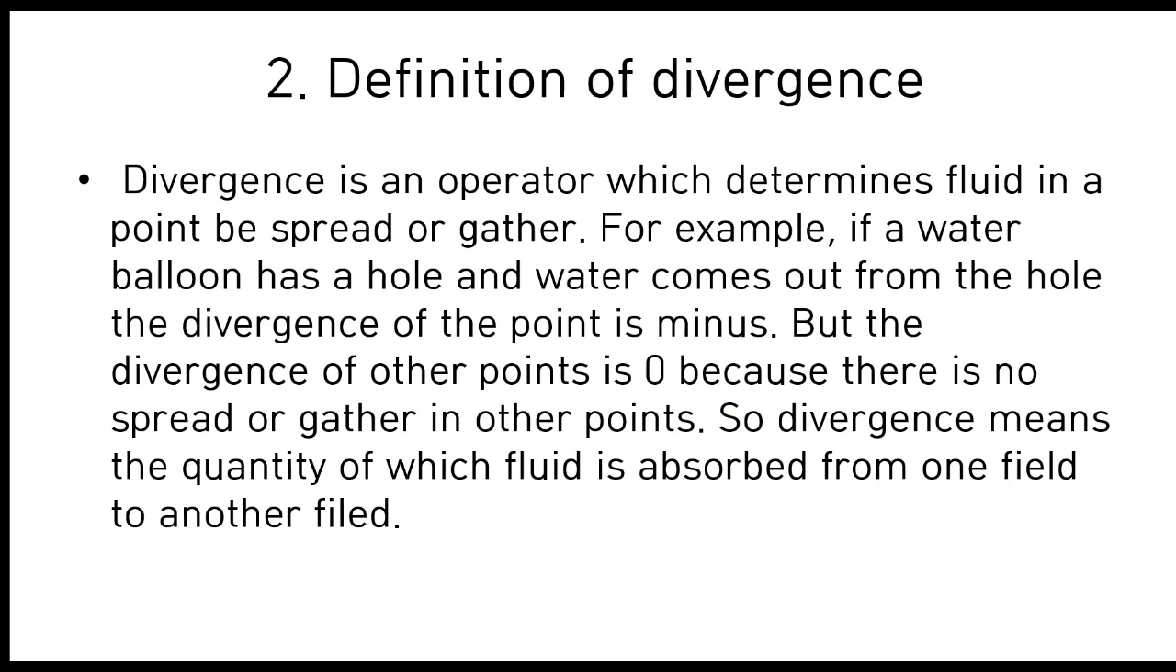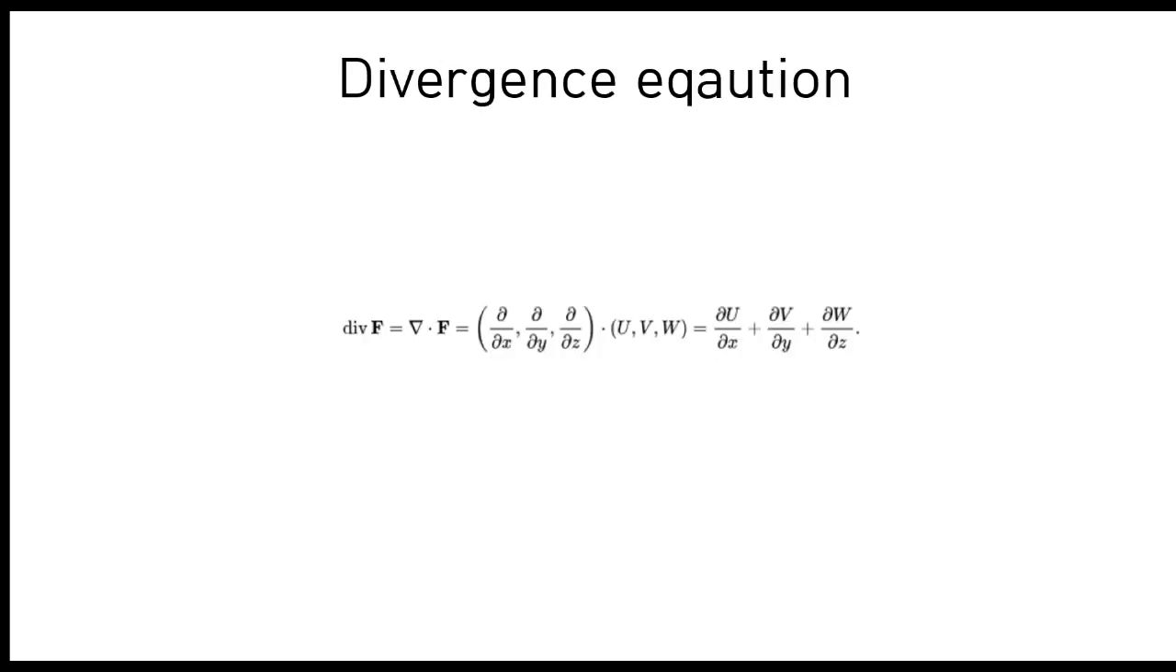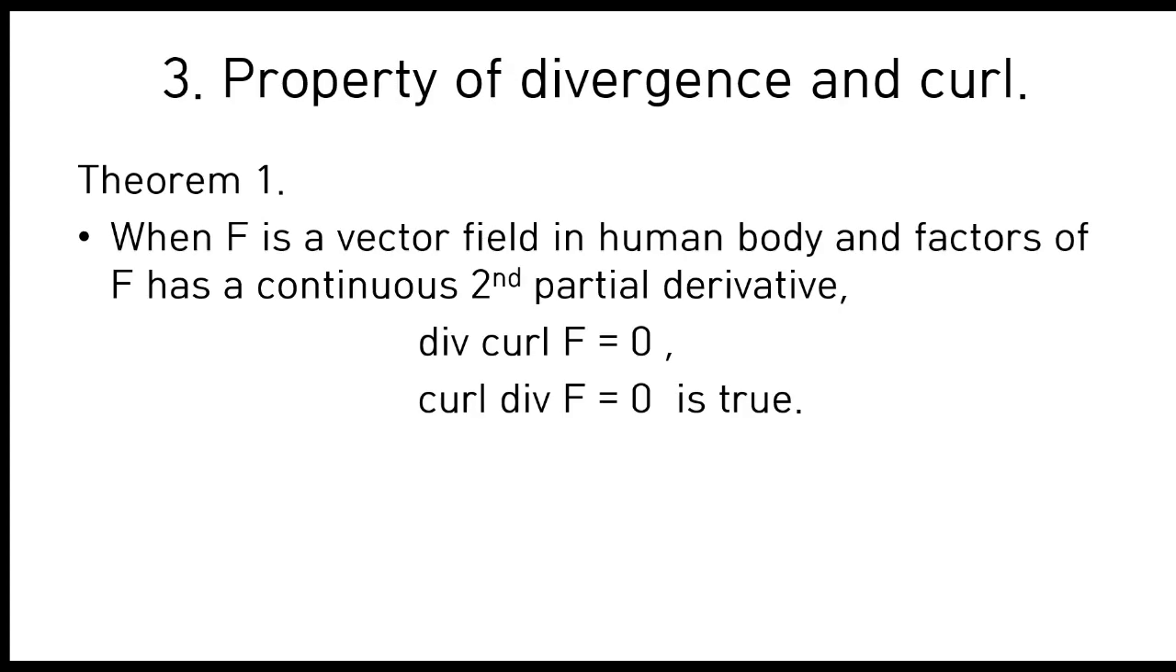Divergence. The definition of divergence: divergence is an operator which determines whether fluid at a point spreads together. For example, if a water balloon has a hole and water comes out from the hole, the divergence of the point is minus. But the divergence of other points is 0 because there is no spreading at other points. So divergence means the quantity by which fluid is absorbed from one field to another field. This is divergence equation.